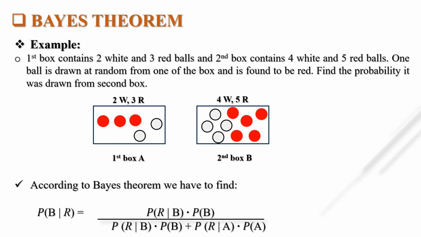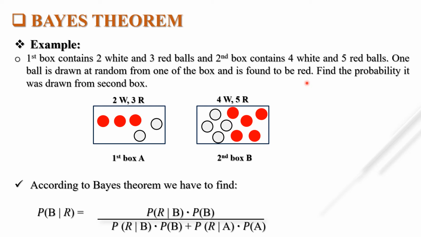Suppose there is an example. There are a total of 2 boxes. The first box contains 2 white balls and 3 red balls. And the second box contains 4 white and 5 red balls. One ball is drawn at random from one of the boxes, either from A or from B, and is found to be red.